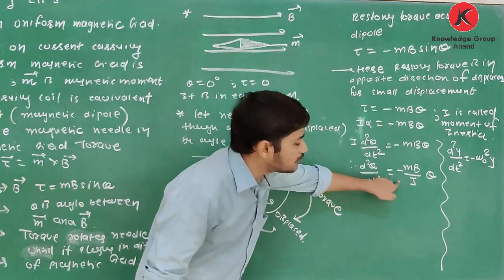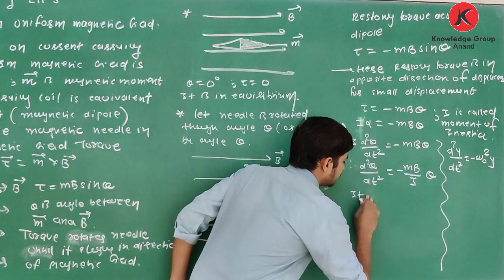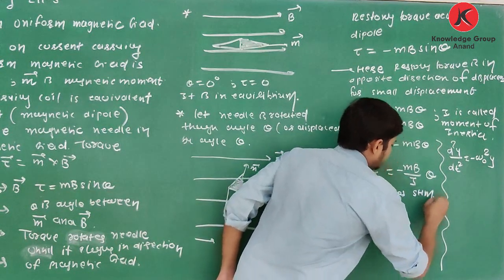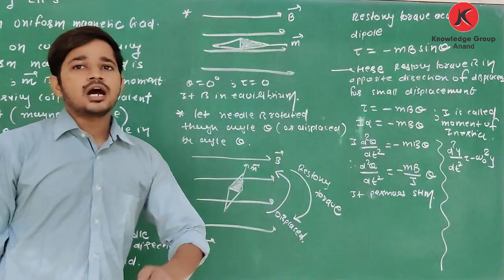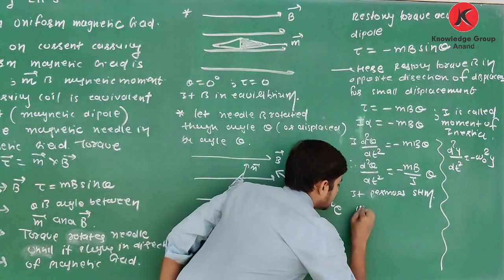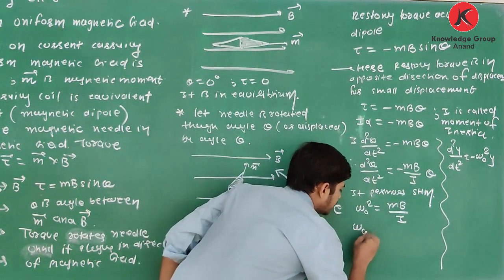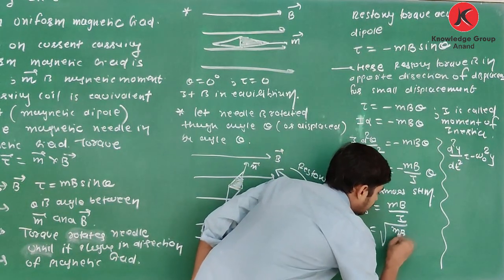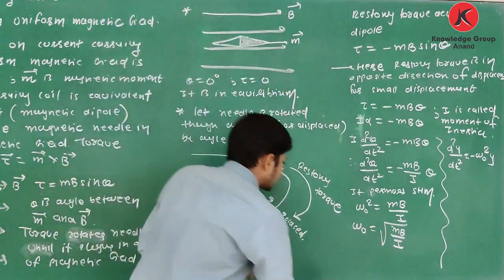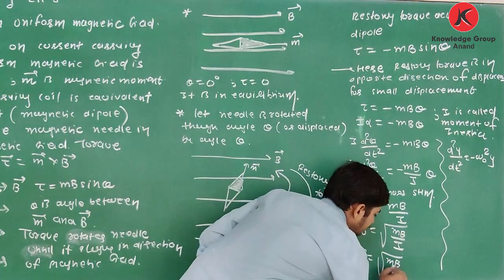And see, it is the equation for simple harmonic motion. So yes, it performs simple harmonic motion. Clear about this? And for this simple harmonic motion, what is mB upon I? It is omega 0 square. So what is omega 0? It is under root mB upon I. And what is omega? 2 pi f. So I can write 2 pi f is equal to under root mB upon I.